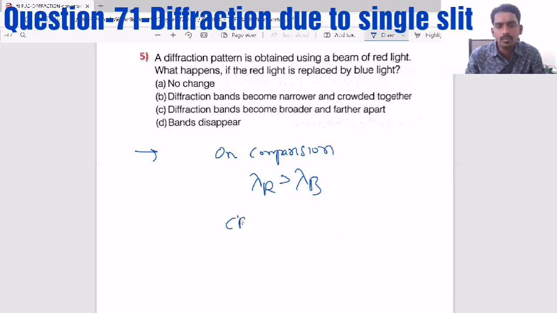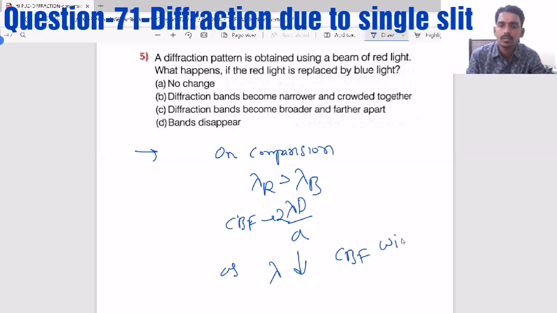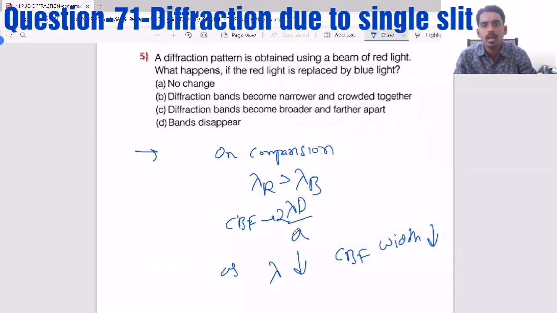First you consider central bright fringe width, that is lambda d by a or 2 lambda d by a. Lambda we changed, d and a remain same. As lambda decreases when we change to blue light, then central bright fringe width also decreases. Means they become narrower. When they become narrower, they come closer. So they become narrower as well as crowded together. So that the option B is correct.